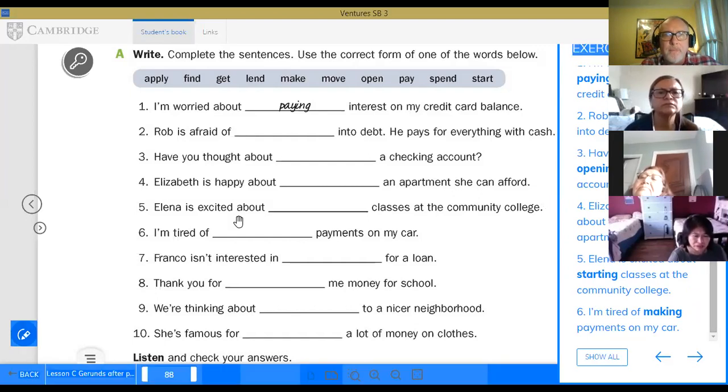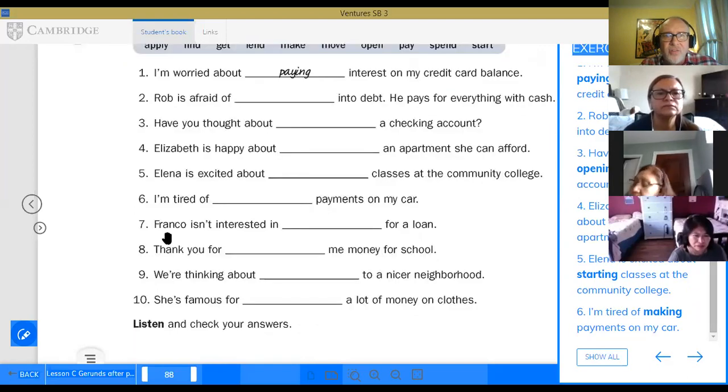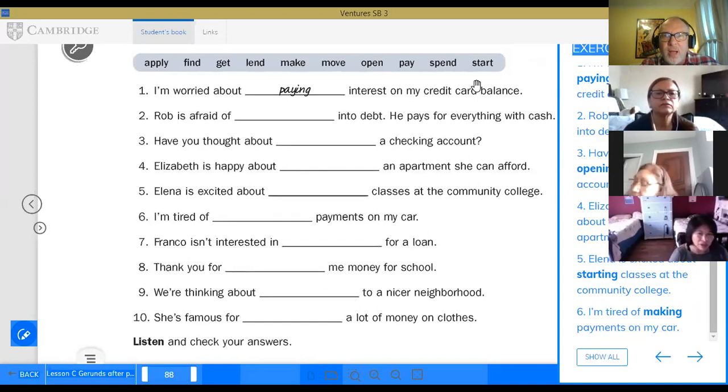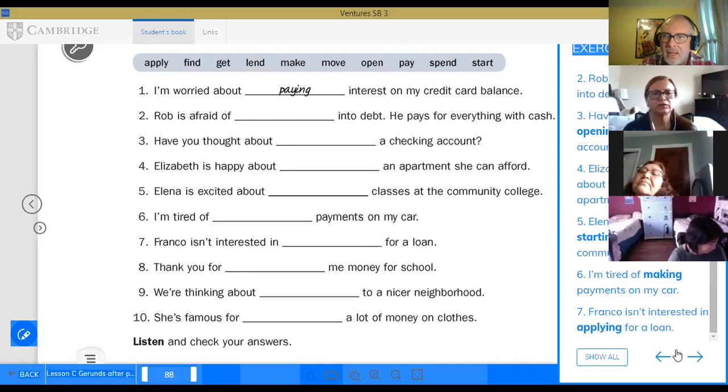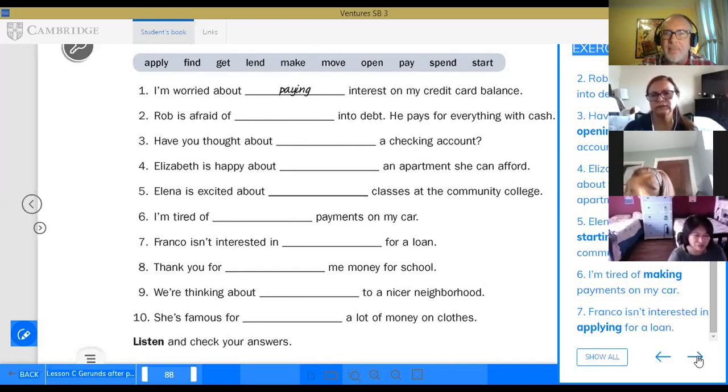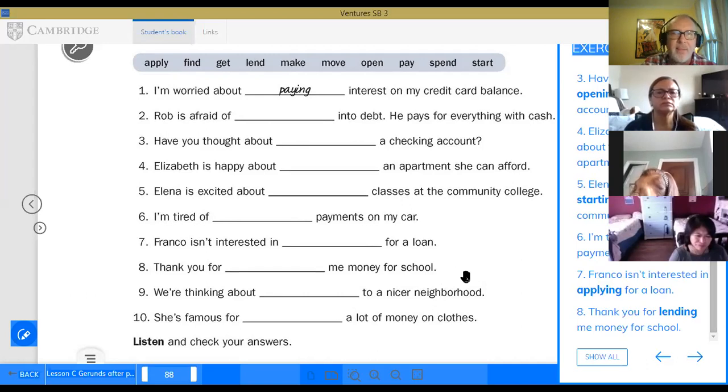Let's look at the next one. Francisco isn't interested in for a loan. Which word can we use? Applying, right? Isn't interested in applying for a loan. Another gerund. All right. Thank you for money for the school. Lending me money. Thank you for lending me money for the school. Thank you for lending me that money. I appreciate it.